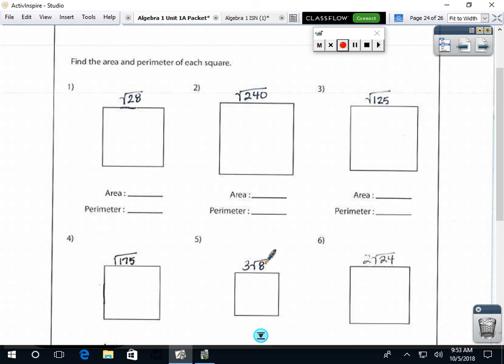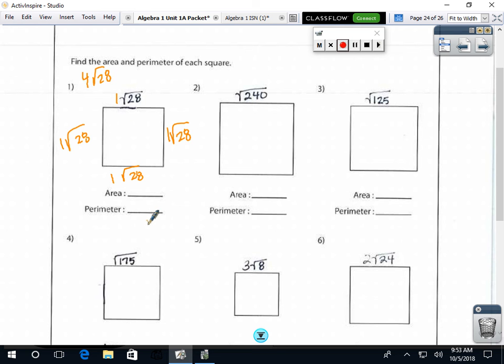How do you find perimeter of any figure? Add up all the sides. So if this is a square, this side is the square root of 28, so this one is also the square root of 28. And this one, and this one. Well, isn't there an understood 1 in the coefficient place on all of those? So when you add them, isn't that just 4 square roots of 28?